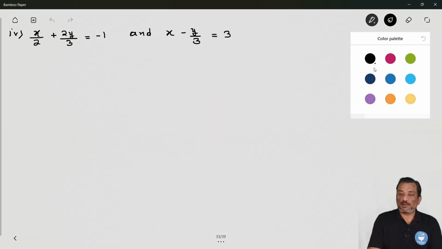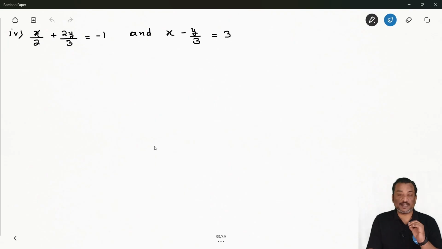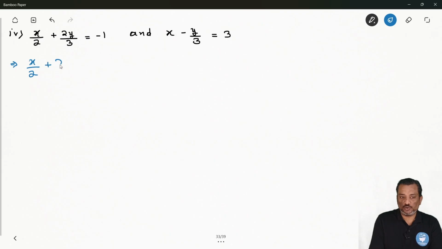Okay, now first we have to bring this equation into standard form. To bring it into standard form we will work a little. So first take the first equation, x over 2 plus 2y over 3 is equal to minus 1. Both sides have fractions, so first take the LCM of 2 and 3, which will be 6. Now you can say 6 divided by 2, so you will get 3, and this 3 will multiply with the numerator, so you will get 3x.